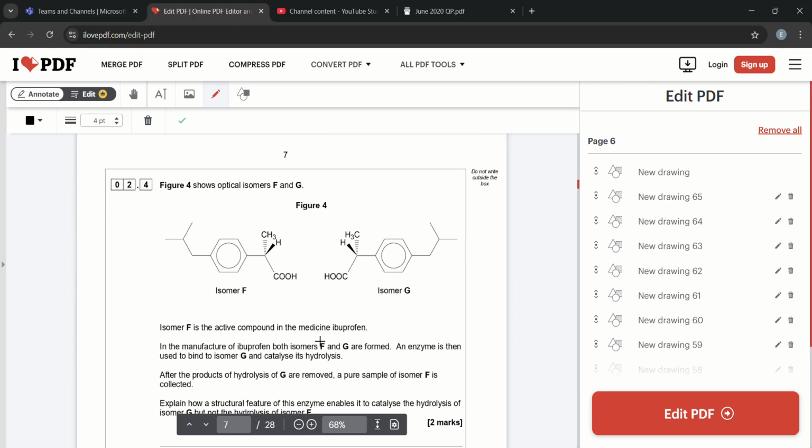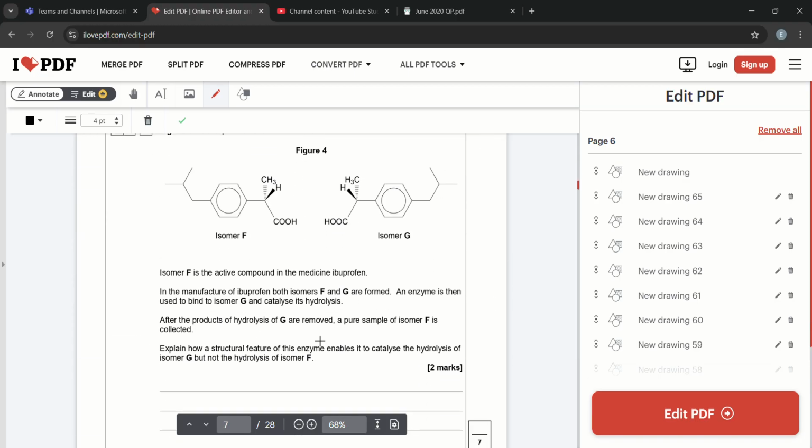And then 2.4. Isomer F is an active compound in the medicine ibuprofen. In the manufacture of ibuprofen, both isomers F and G are formed. An enzyme is then used to bind to isomer G and catalyze its hydrolysis. After the products of hydrolysis of G are removed, a pure sample of isomer F is collected. Explain how a structural feature of this enzyme enables it to catalyze hydrolysis of isomer G, but not the hydrolysis of isomer F.